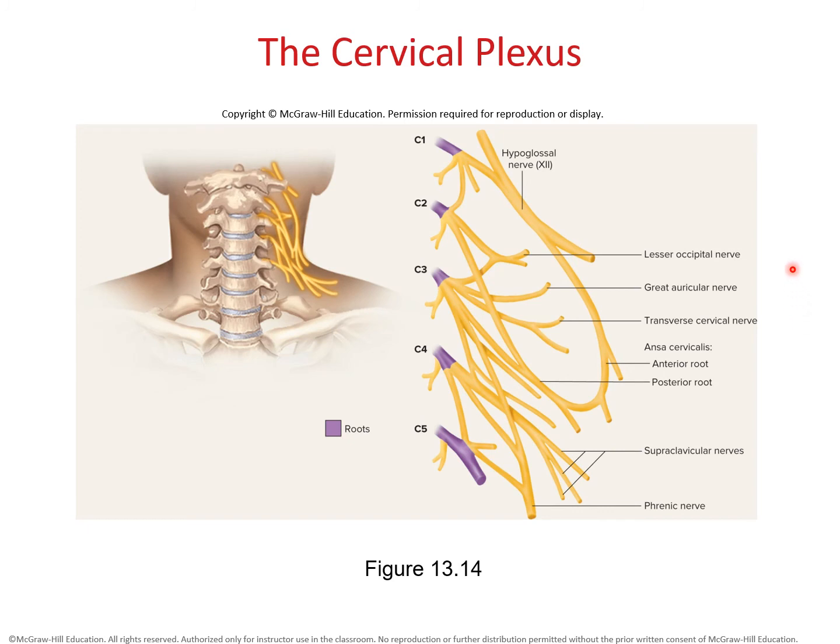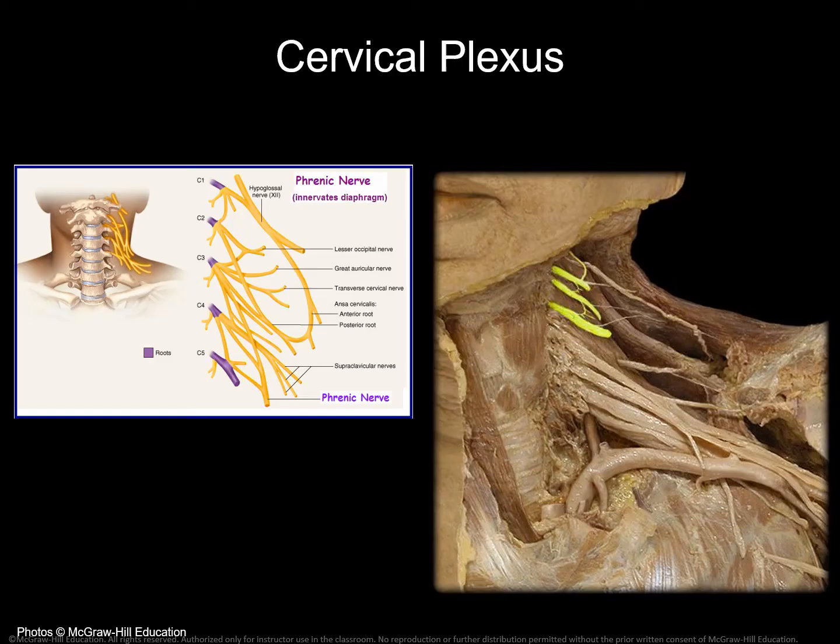Here is your cervical plexus. Look at this, hypoglossal nerve. Remember the hypoglossal canal? Here we have it again. This one is pointing out something that is vital, and that's the phrenic nerve. Now remember, these nerves occur in pairs. Your phrenic nerve innervates your diaphragm, so injury to this can prevent you from being able to breathe.